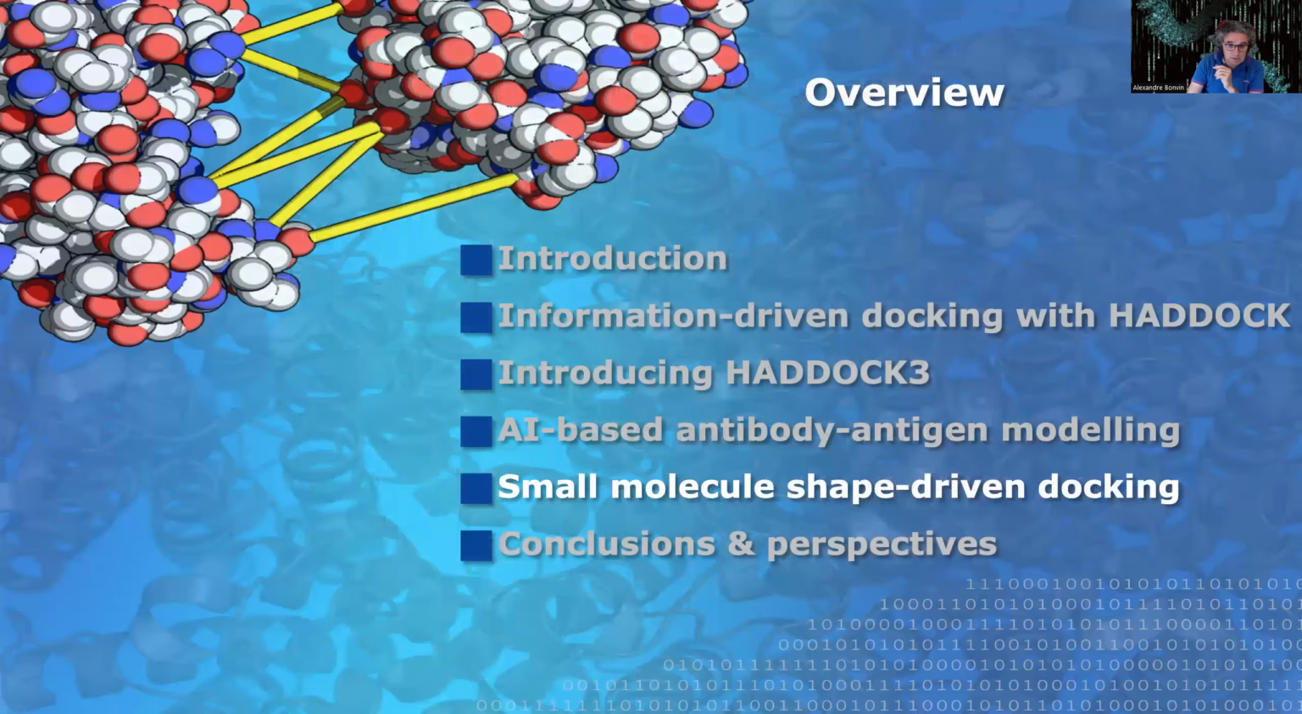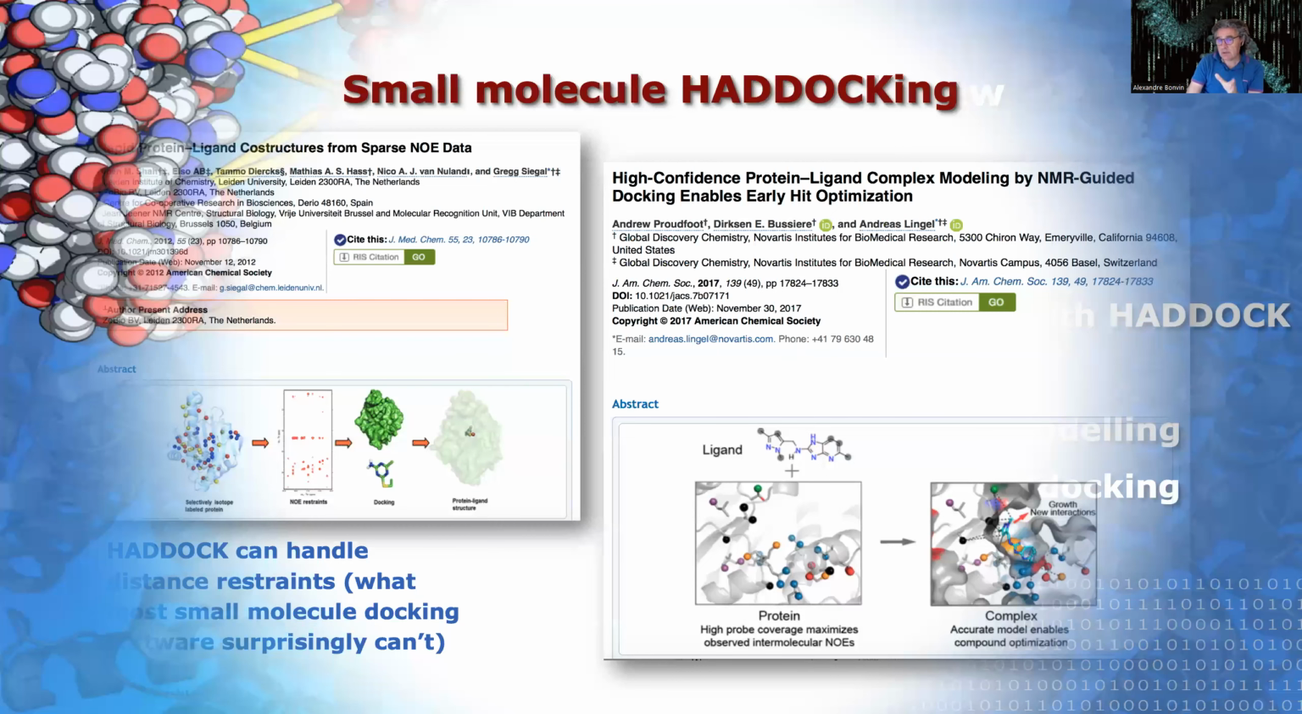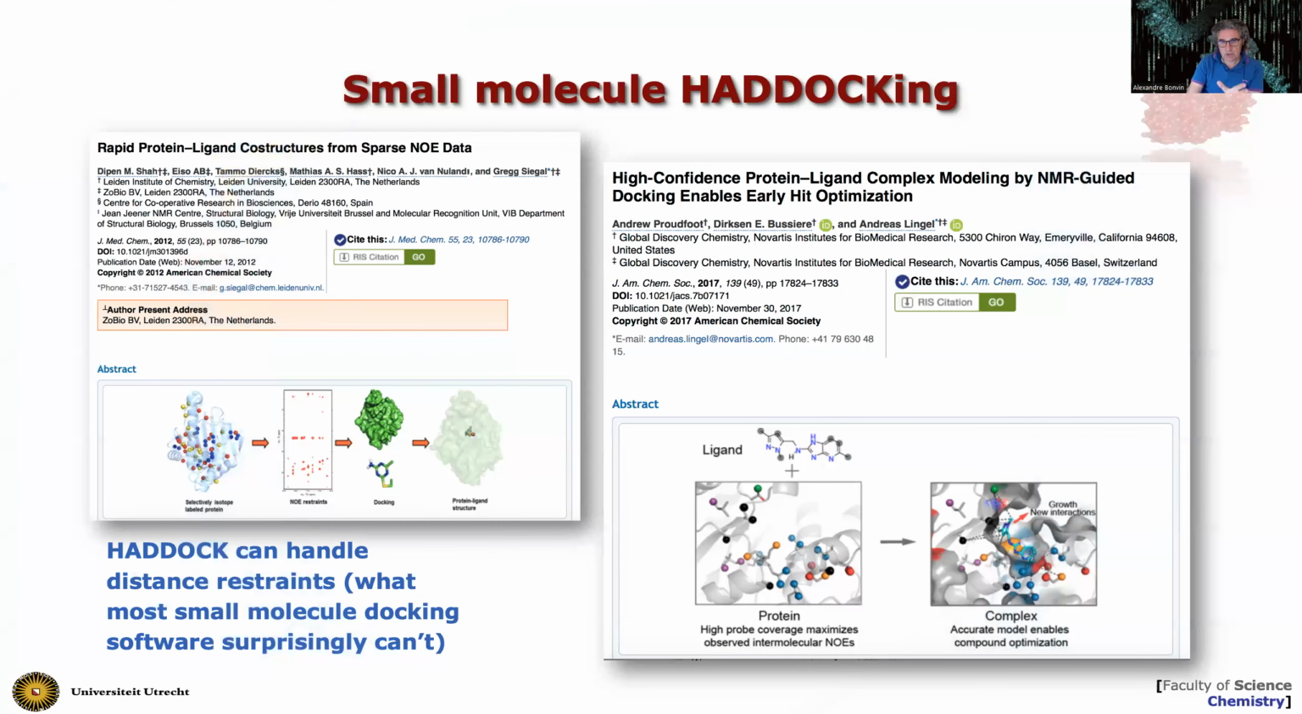So now time is going on, and I don't want to take too much of your time, so I'm going to go very quickly through this one. Just to show you that HADDOCK has been used in the context of small molecules. These are two publications that were published by pharma companies actually using HADDOCK. And the reason they went to HADDOCK is that they had experimental data, they had distances, but the classical small molecule docking software could not use this information. And this was key to getting good models and doing drug design based on the model.